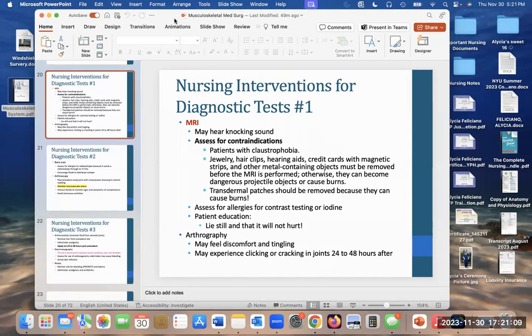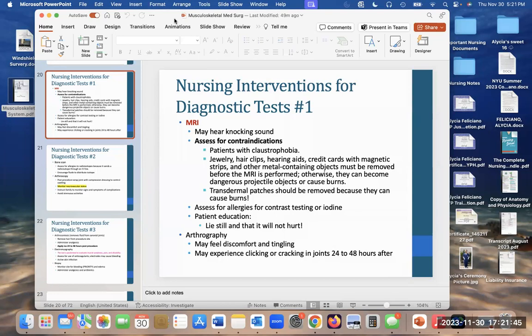The thing is that there are very important contraindications that the professors usually like to test on. One, they're going to be in a confined space, so this is not good for patients who have claustrophobia. They cannot have metal in the room. No credit cards, no hearing aids, no jewelry, no hair clips, because the MRI machine is magnetic and everything's going to pull towards it. It's very, very strong. So none of that. It could also even cause burns if that metal or metallic jewelry or hearing aids lie on their system while they're in the MRI.